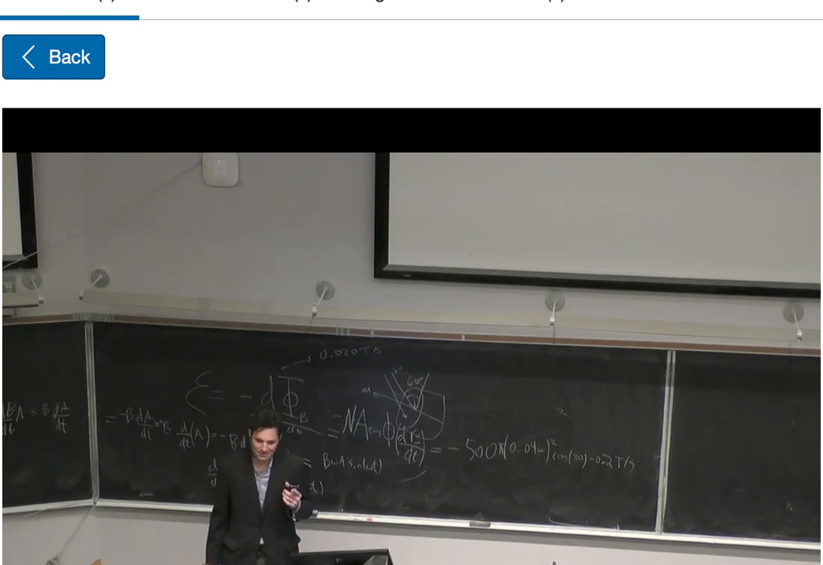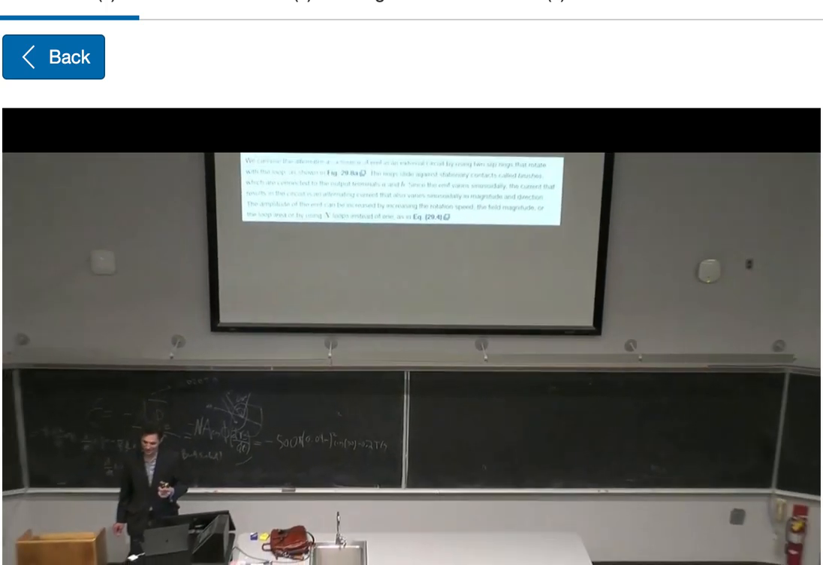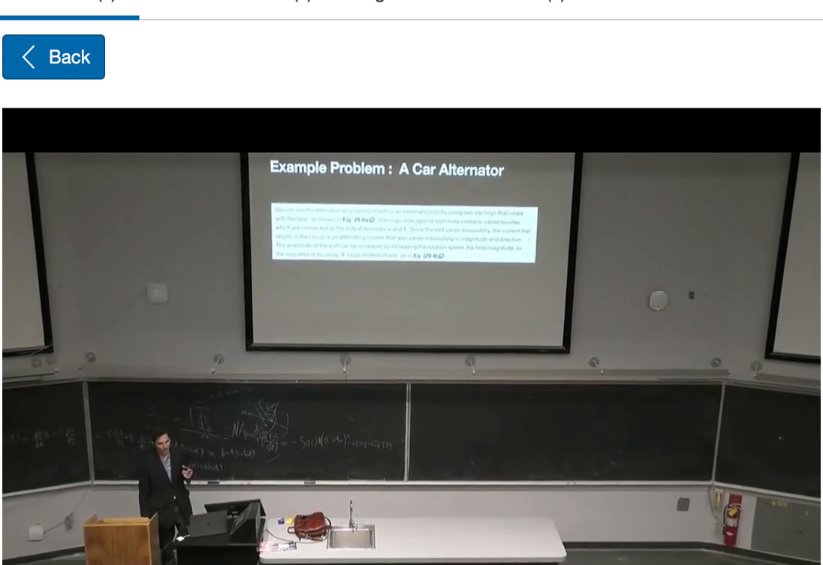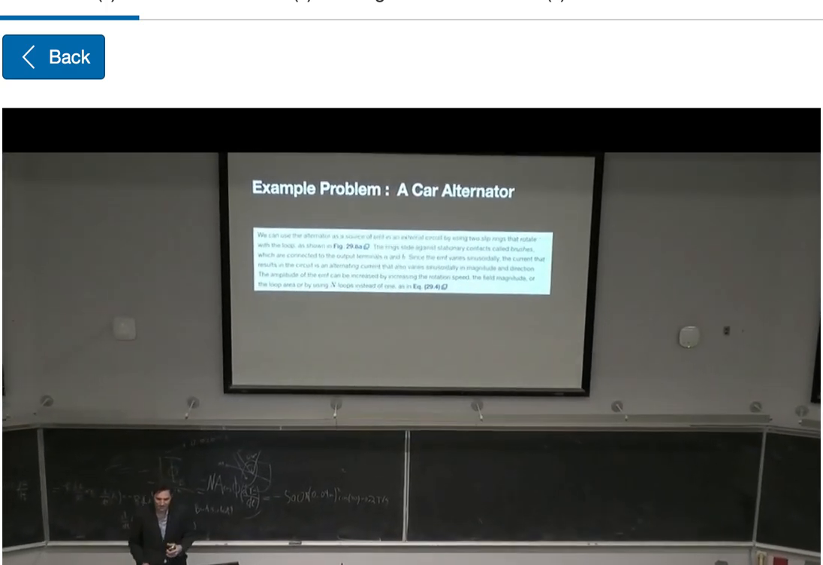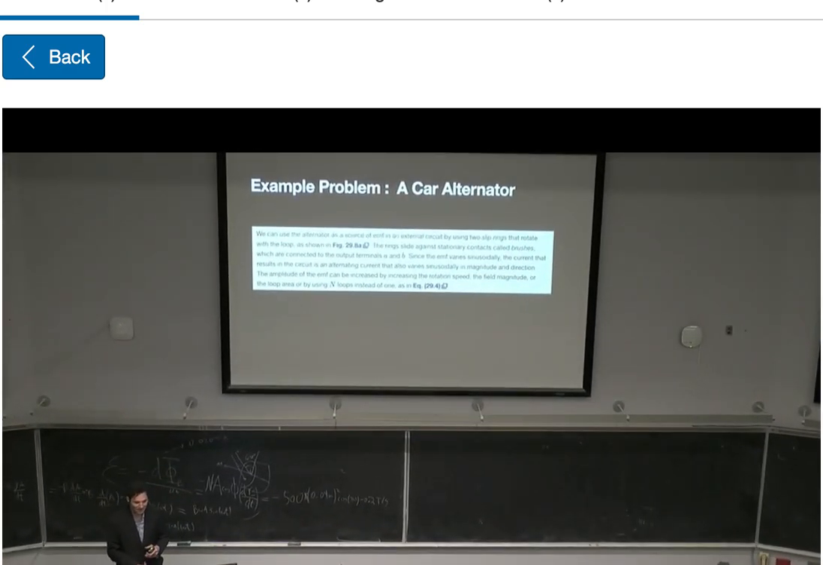Since the EMF varies sinusoidally, the current that results is an alternating current that also varies sinusoidally in magnitude and direction. And the amplitude of the EMF can be increased by increasing the rotation speed, the field magnitude, or the loop area, or by using more N loops. So any of these variables will increase the EMF. It could be a change in omega, change in area, or change in B. That'll all change the induced EMF, or induced voltage.